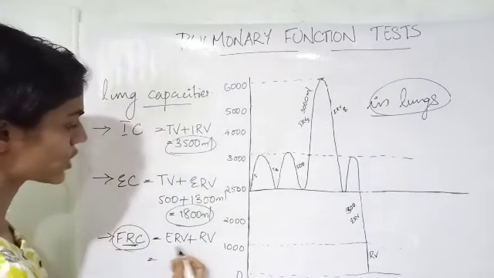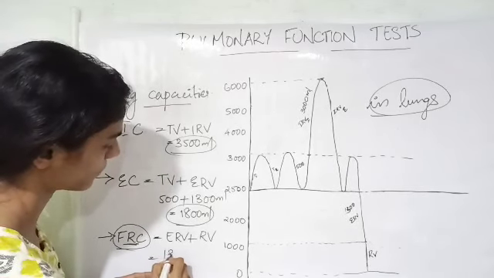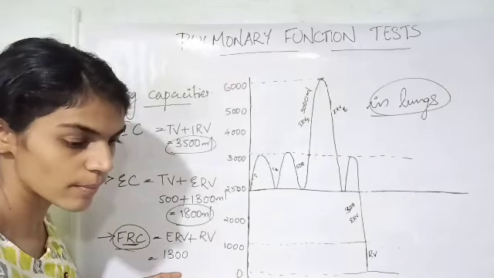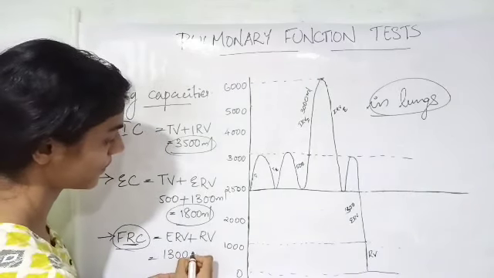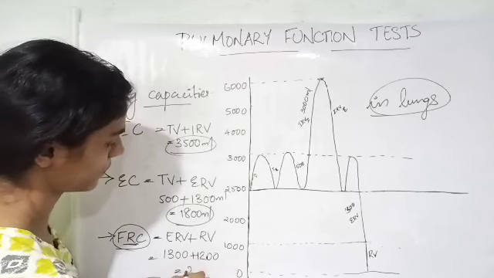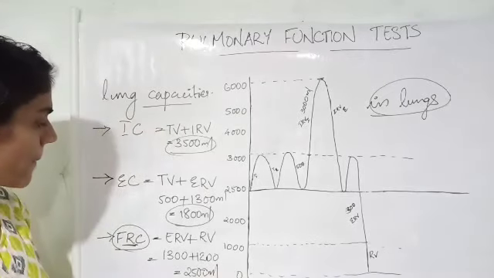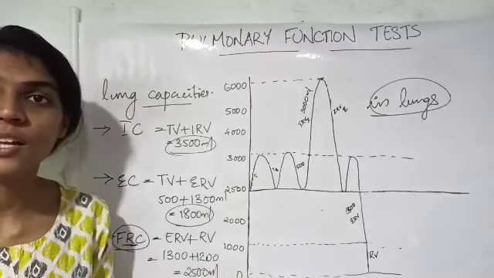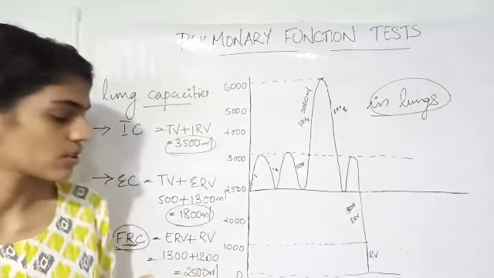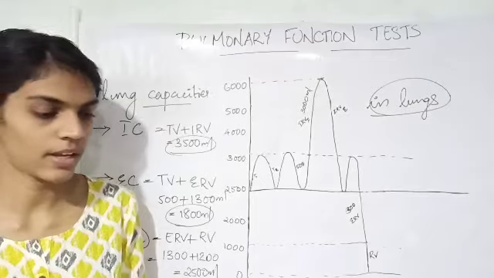Expiratory reserve volume is 1300. Residual volume is 1200. So it is 2500 ml. The functional residual capacity normally has a value of 2500 ml.